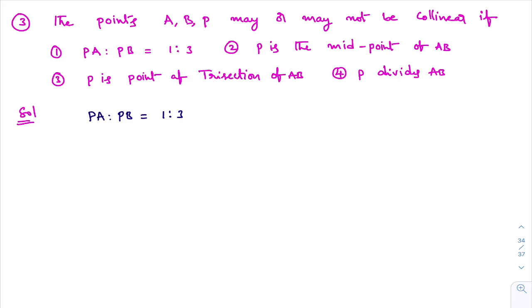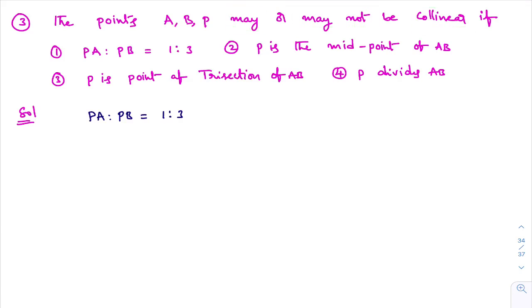You observe this question number 3. The points A, B, P may or may not be collinear if, okay, collinear means what? Collinear means the points lie on the same line. If these 3 points lie on the same line, then we can say that the points are collinear. Here the important thing is the points may or may not be collinear.